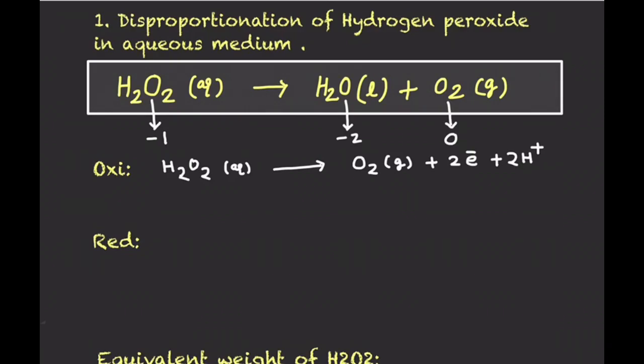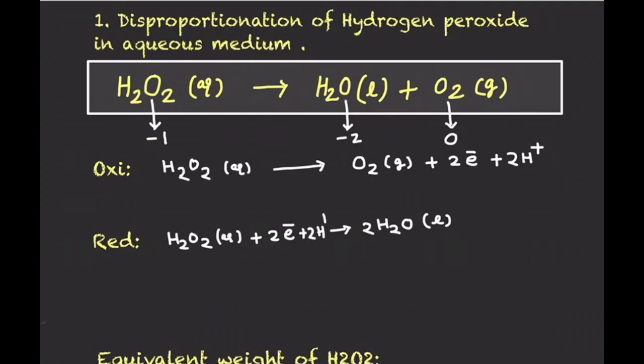Same way we'll balance the reduction reaction. In case of reduction reaction, we can write that H2O2 in aqueous state will accept 2 electrons because oxygen from -1 is moving to -2. There are 2 oxygen atoms in H2O2, so we can write here that it is converted into H2O in liquid state. Since on the left hand side there are 2 oxygen atoms, here we'll multiply by 2. We have taken acidic medium, so to balance the charge, 2 times H plus ion.